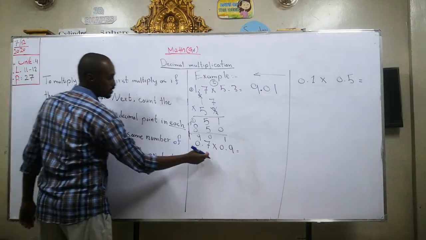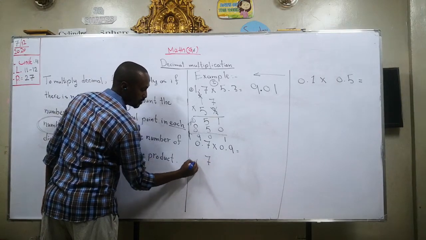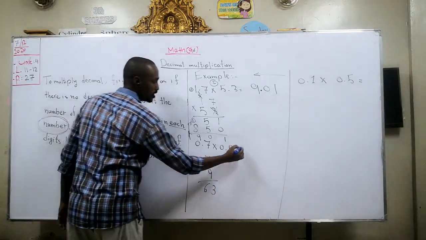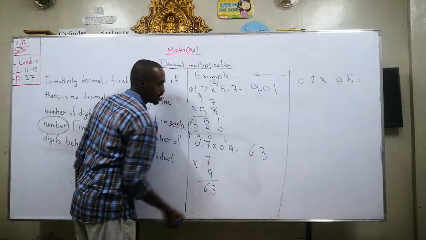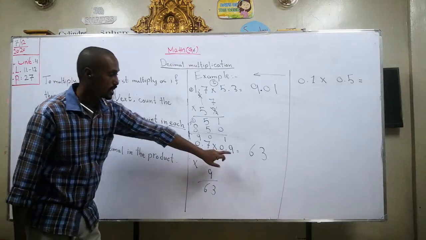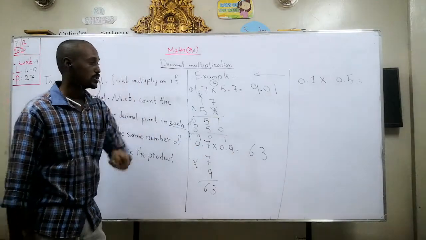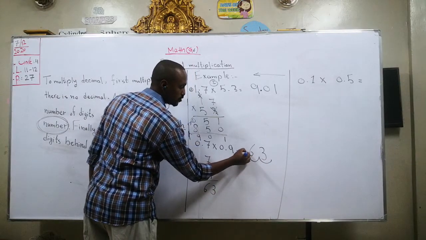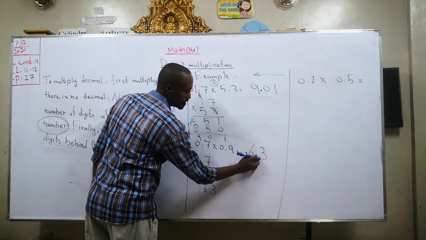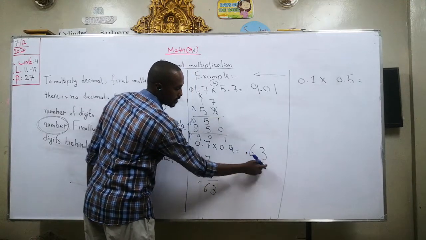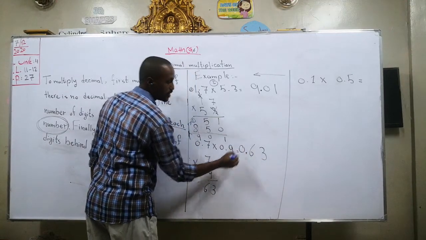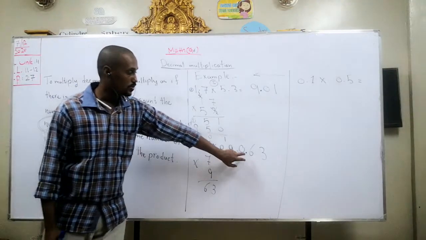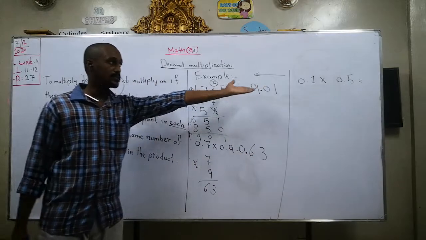Here we do the same thing, this is a simple example. Imagine it without decimal point, it will be 7 multiplied by 9 equals 63. Here we have one decimal place, and here we have one. That means we have two decimal places. Count it, 1, 2. That means it will be after 6. So the answer will be 0.63. I'm going to put 0 to make it more beautiful. So the answer is 0.63.